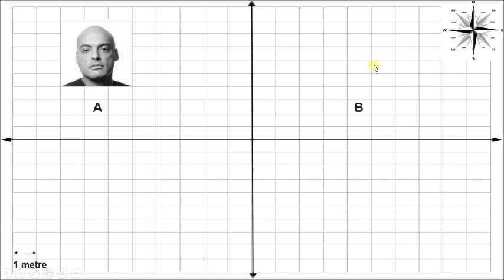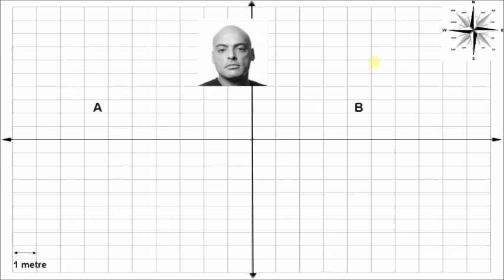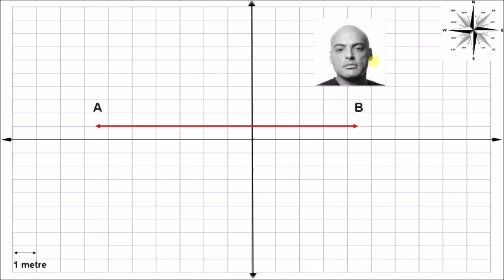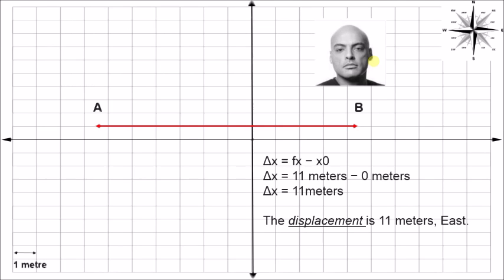Now have a look at the top right corner. We have direction there. Let's imagine that I'm moving to the east, trying to assist one of our students. It's the very same distance. Now I use the formula: delta x equals x final minus x0. The change in position, the displacement here, is 11 meters minus 0, which is my initial position. It turns out that the displacement is 11 meters east.